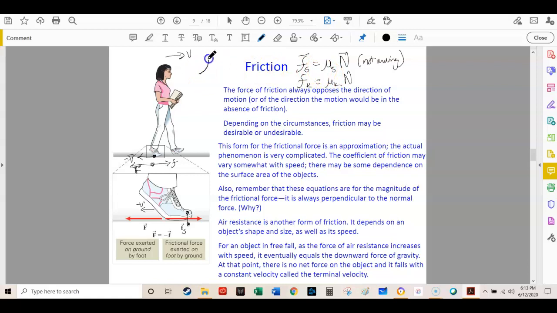By the way, mu, right there, that's the Greek letter M, and it's the Greek letter for kitty cat. It is not the Greek letter for kitty cat. I'm just using that to help you remember that's mu.